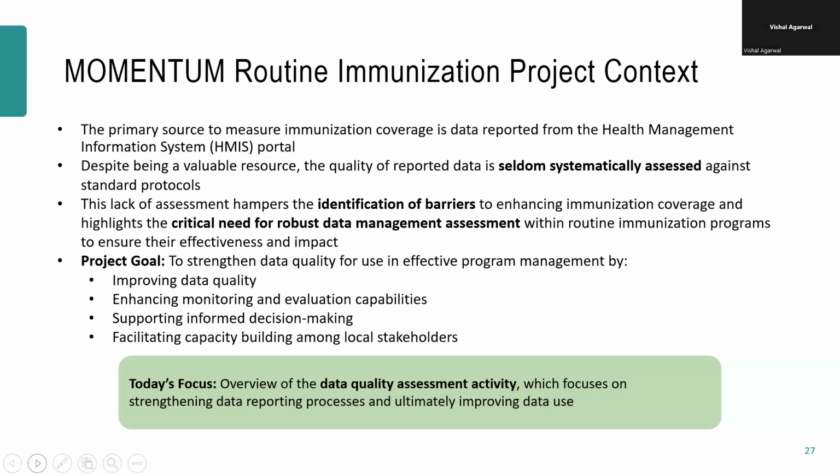As the program context of this data quality assessment, all of us already know that the primary source of immunization data is the health management information system in most countries. But the quality of this reported data is seldom systematically assessed against standard protocols. Because of this lack of assessment, it hampers the identification of barriers to increasing immunization coverage and highlights the critical need for a robust data management system in a routine immunization program. So our project goal was to strengthen the data quality so that it can be used for effective program management, by improving data quality and increasing the capabilities of health staff, supporting them in informed decision making, and building capacity among the different local stakeholders about the routine immunization program. Next slide, please.